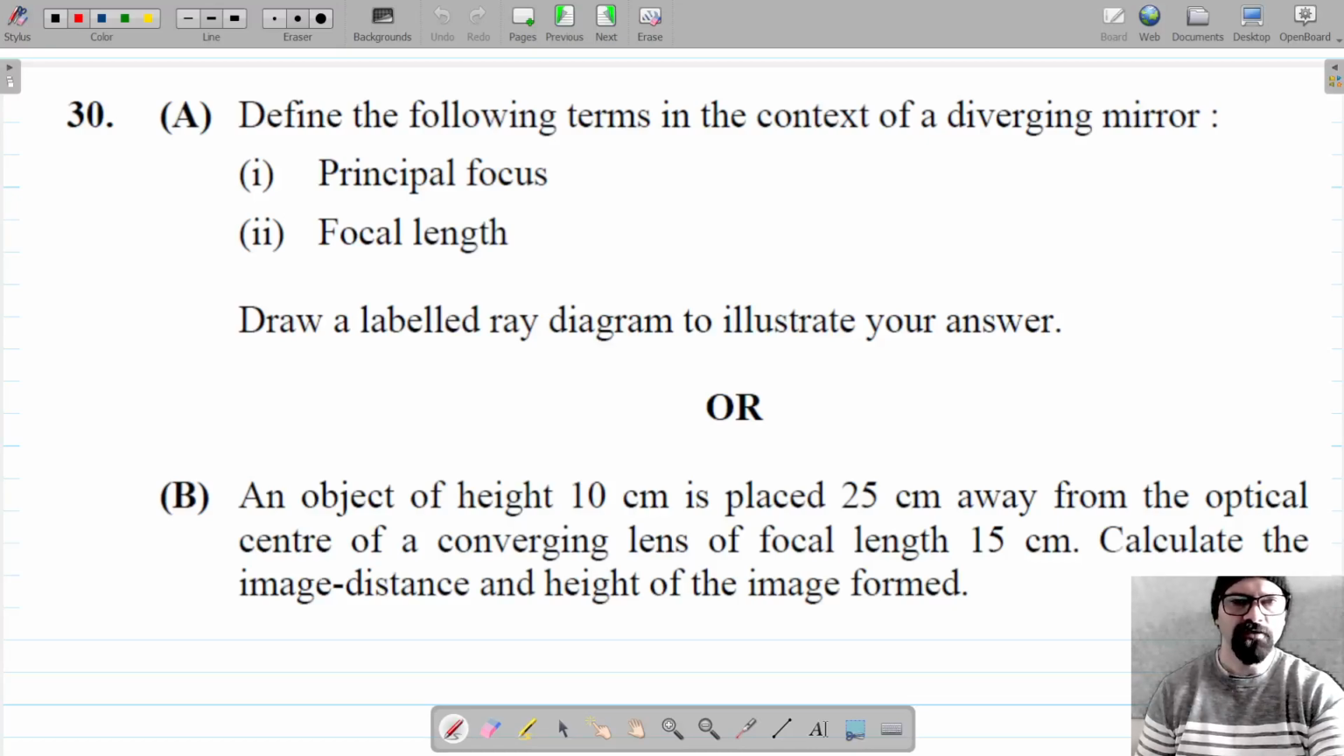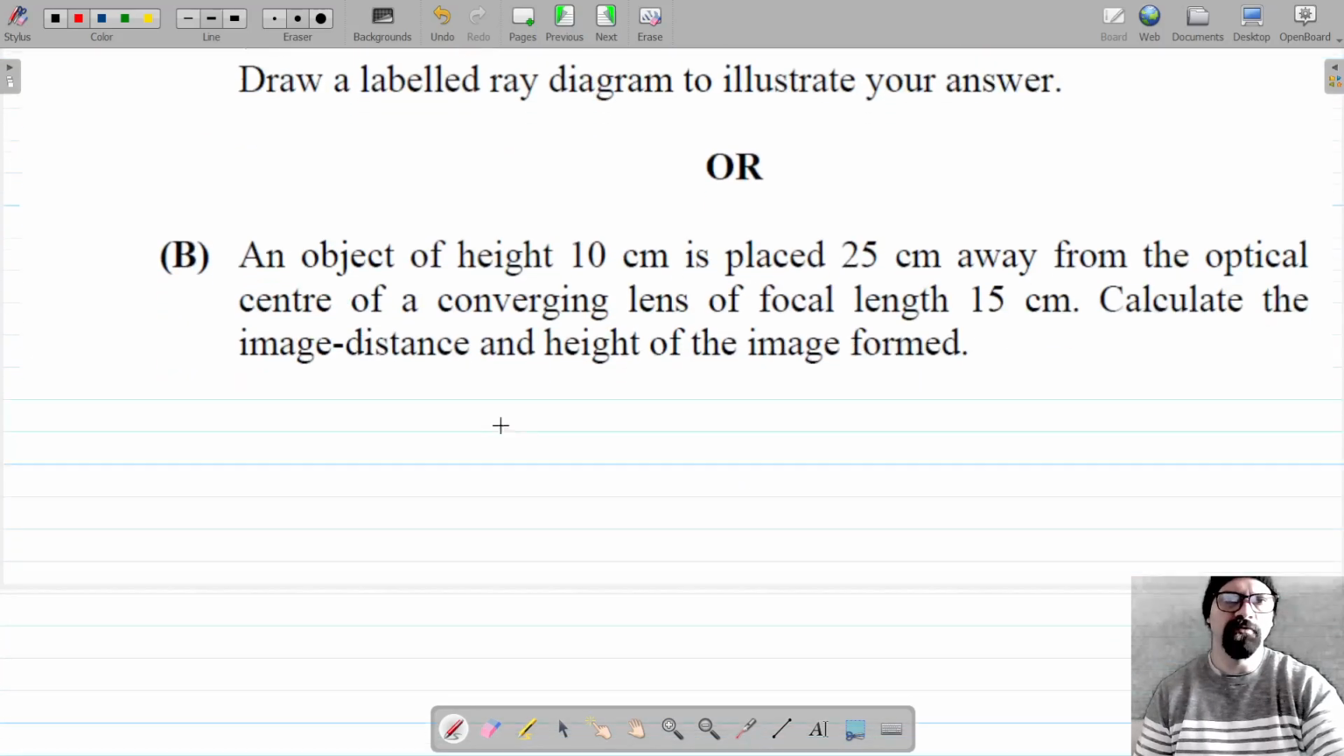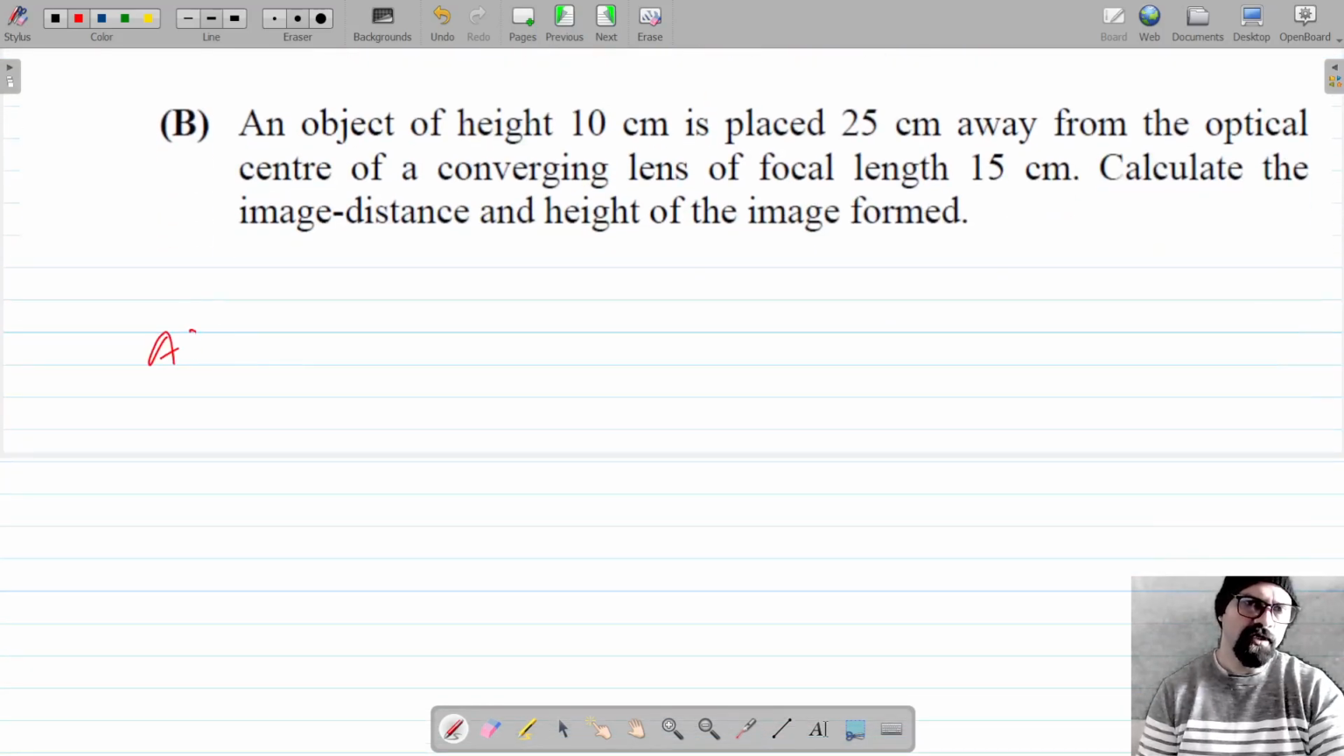Okay, the next question is question number 30. We have to define the following terms in context of a diverging mirror, and the diverging mirror is the concave mirror. We have to define the principal focus, and we know that the principal focus is a point on the principal axis where all parallel rays of light meet after reflection from the mirror.